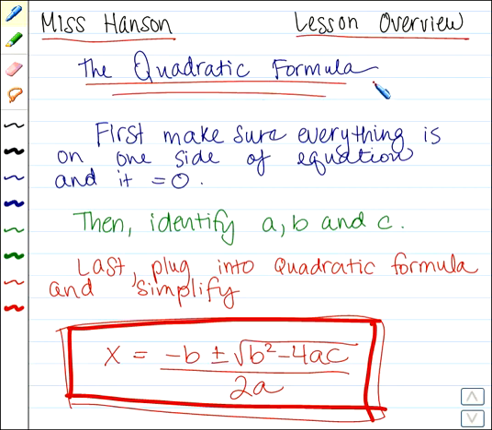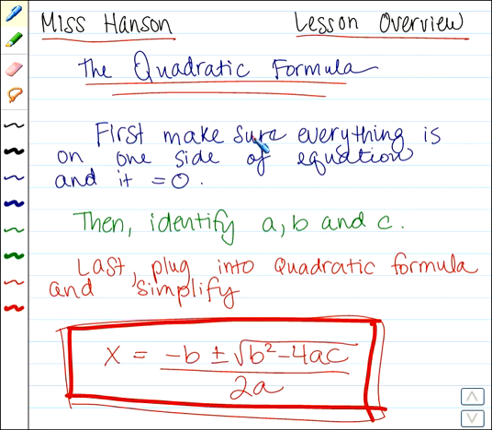Now, the quadratic formula is just another way to solve a quadratic equation. We've learned how to factor to solve quadratic equations and how to use completing the square to solve quadratic equations, and now we're going to talk about the quadratic formula. The quadratic formula can be used for any quadratic equation, and it's really nice because you're just plugging numbers into a formula. So let's get started.